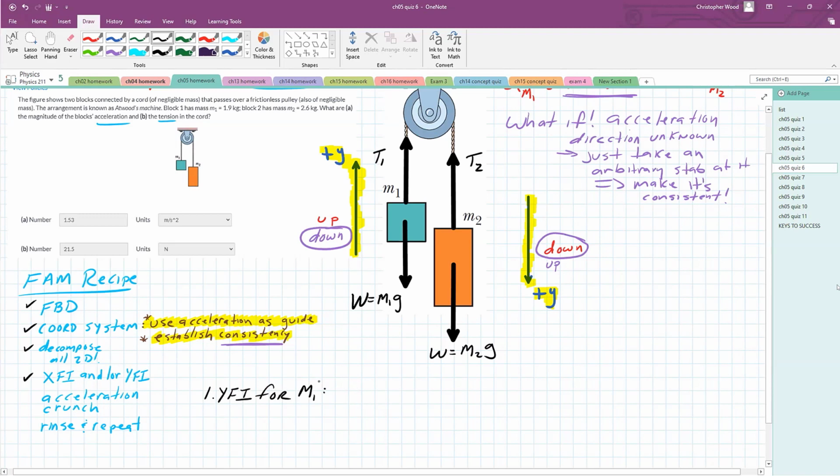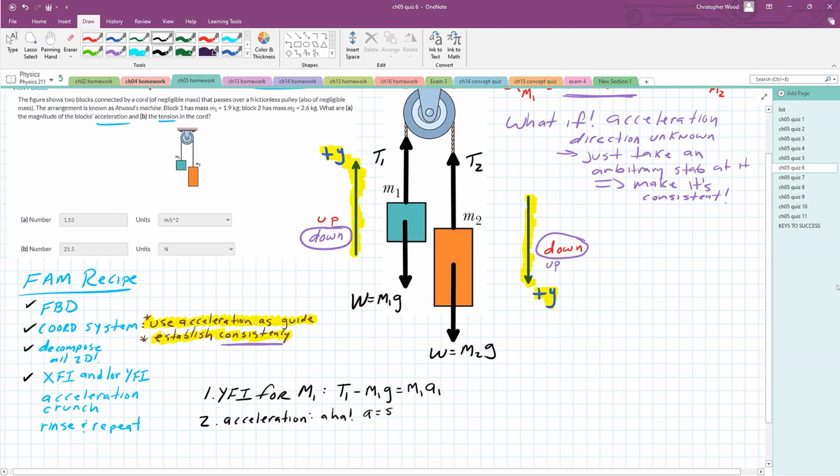All right, so for M1, I've got T1 going upward, so that's positive. I've got M1G going downward. Newton's second law says F equals MA. So there it is. That's my Y force inventory. Next thing, make a statement about acceleration. And aha, I can say a lot about acceleration.